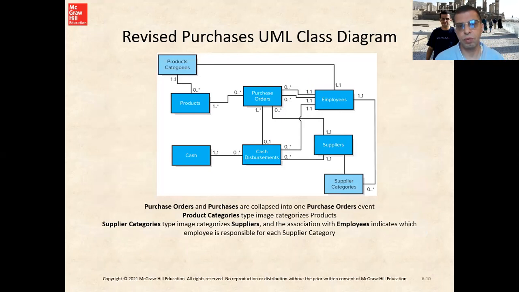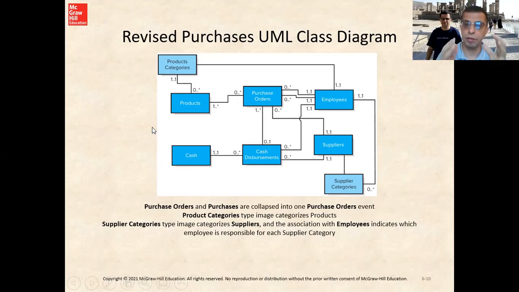Now, this is the way you look at it in general. The employee first looks at the product categories, selects a product, does a purchase order, and it goes to the suppliers. Then this purchase order comes into the suppliers, who check whether it has met the requirements or not. And if it's approved, then the employee allows the cash disbursement and cash is paid to the supplier.